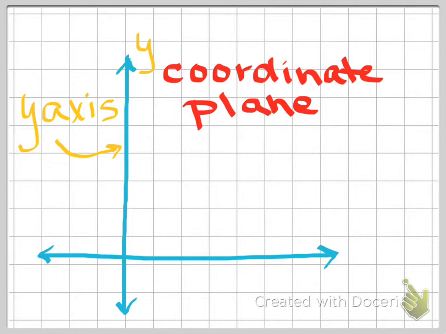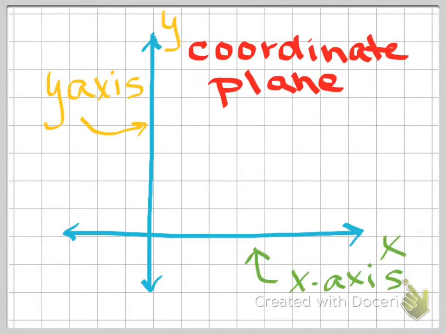And then we have the x-axis, and go ahead and copy down this picture so you can remember everything. The x-axis is the one that goes horizontal. I remember horizontal is like the horizon, okay? The horizon, you see the sun off in the horizon, and you can think of that as being side to side instead of up and down. Vertical is going up and down.